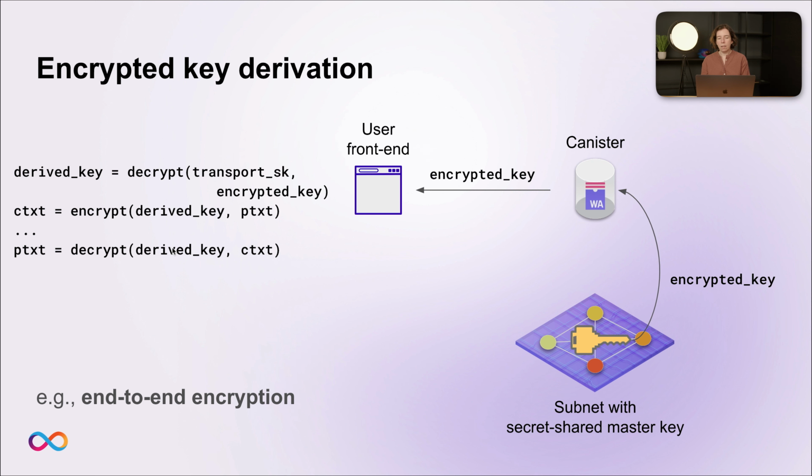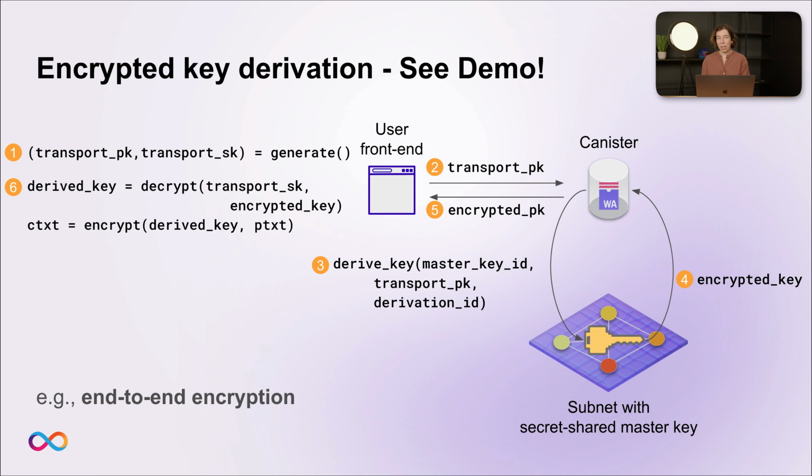And note that in this case, the transport public key and the transport secret key are completely ephemeral. It's just needed for this exact one instance of when they call on the subnet to get a derived key, so that it can be delivered back to the user's front end.